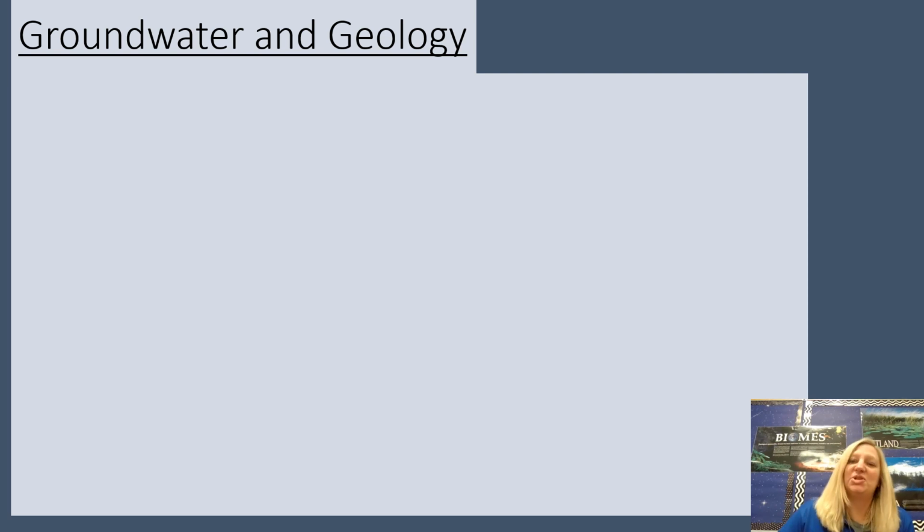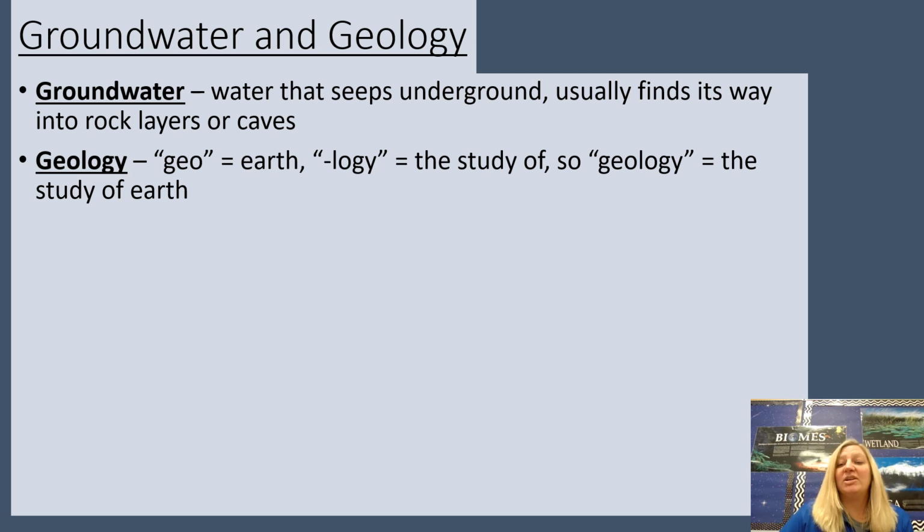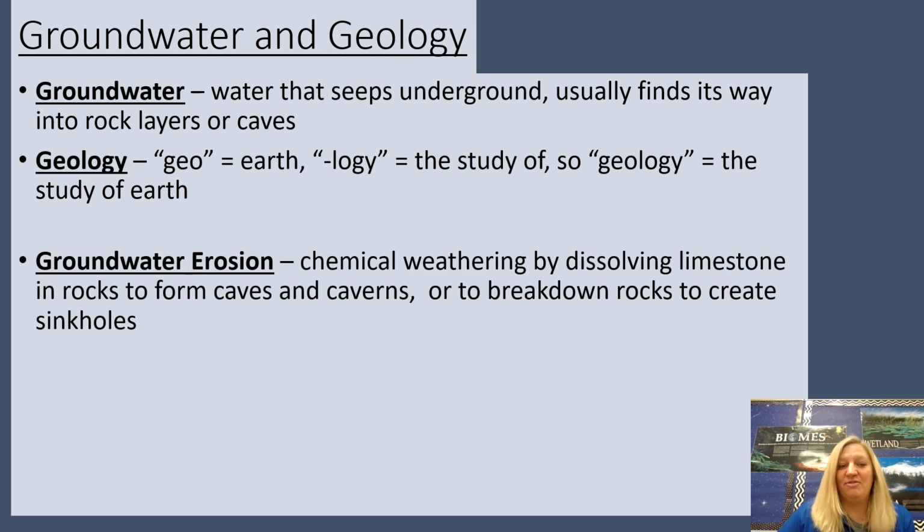So groundwater and geology now. So off of rivers and onto something else. So groundwater is water that seeps underground. How about that? And this is still on geology. So if you didn't realize, geology is the study of earth. Geo, the prefix, means earth. Anything that ends in ology is the study of. Okay? So in groundwater erosion, this is a chemical weathering.